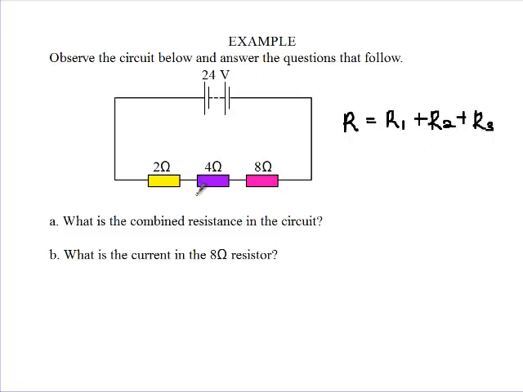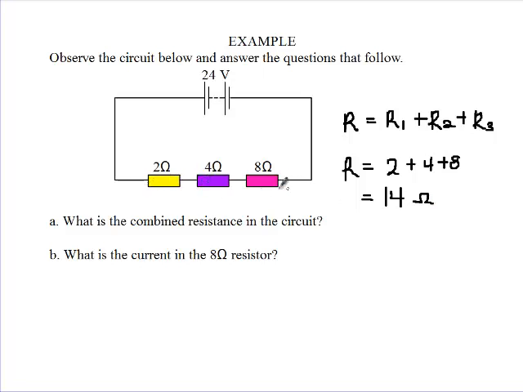Now here we have three resistors. That is how come I have R1, R2, R3. Now the resultant resistance is 2 plus 4 plus 8. That is going to give us 14 ohms.